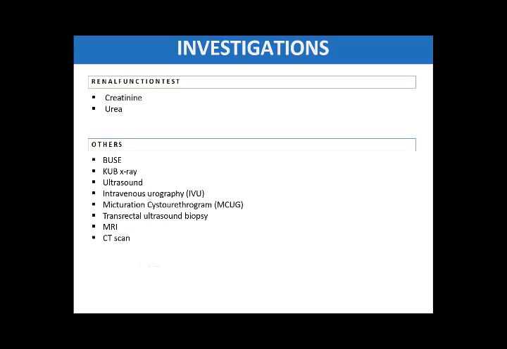You also go for urea and creatinine to check the renal function test, and for radiological examination, like ultrasound; you can do a KUB examination for renal calculi, or you can go for IVP. A micturition cystogram is done to see if there is vesicoureteral reflux. There is also transrectal ultrasound biopsy, MRI, and CT scan.